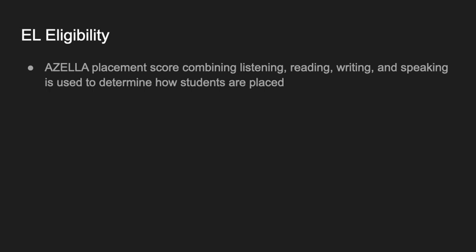Now, in order to determine EL eligibility, they have to take this test known as the AZELA. The AZELA is a test that tests out their English. The AZELA placement score, which combines listening, reading, writing, and speaking, is used to determine how students are placed. AZELA is a placement test to assess and reassess where a student's performance scores are at. This determines whether they are placed in basic, intermediate, or proficient. This will also determine their placement within the SEI models, or if they even need to be classified as an EL.